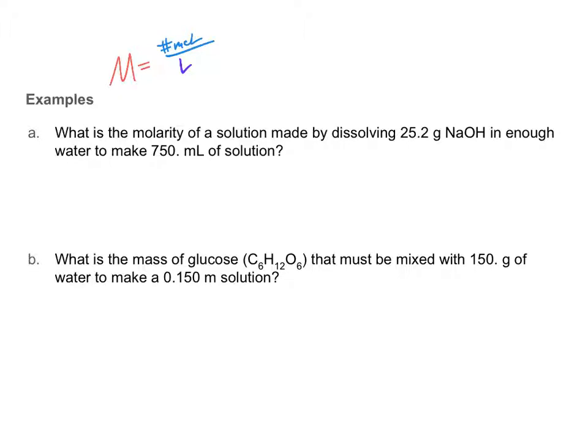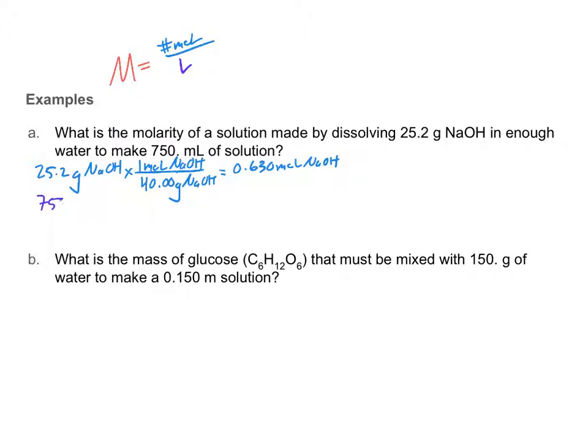So the first thing I'm going to do is take the 25.2 grams of sodium hydroxide and change it to moles. So in 1 mole of NaOH, I have, let's see, 16 plus 1.01 plus 22.99, which will give me a value of 40 grams of NaOH. So if I take 25.2 divided by 40, I get roughly 0.630 moles of NaOH.